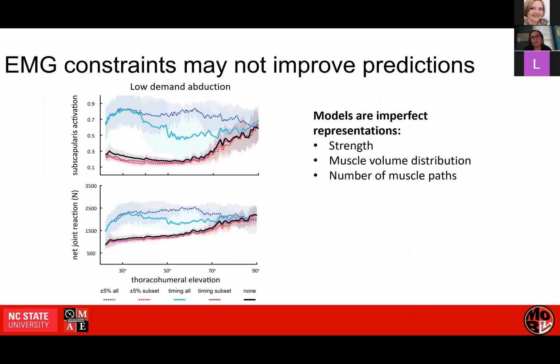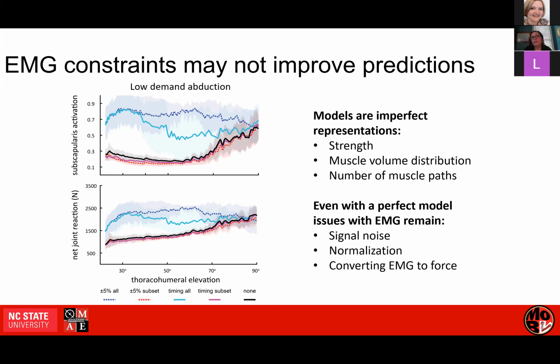And what we found is that EMG constraints are not great. The activation for the rotator cuff and the joint reaction magnitudes are extremely sensitive to how you implement EMG constraints and how many muscles you constrain. And this makes sense because models are imperfect representations. The strength of a model may not exactly represent the strength of your person. There are a lot of modeling choices you have to make about how many muscle paths represent a single muscle that has a complex architecture. But even if you had a perfect model, EMG is imperfect. It is a signal of electricity coming through skin and fat from a muscle and its surrounding muscles. So there's a lot of noise. There are decisions you have to make about normalization that are imperfect to get from voltage to activation. And it's essentially converting EMG to force, which is not really a direct relationship.